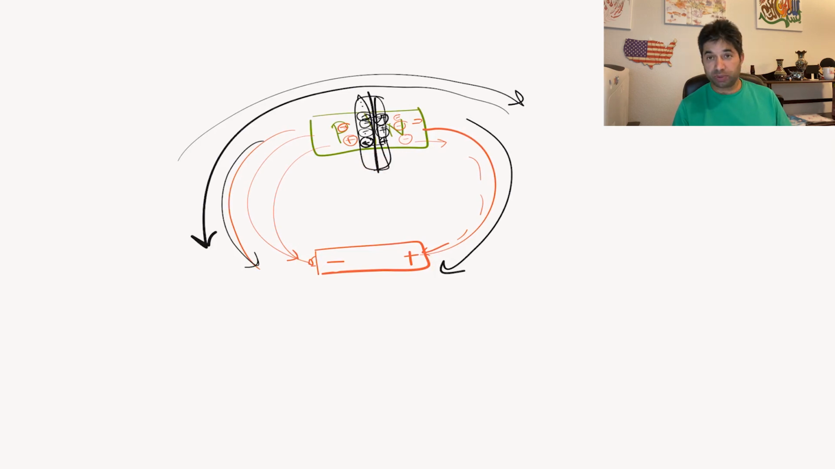Now if you switch the polarity of the battery, if you put negative and positive the opposite way, the opposite will happen. They will go to the other side. But if you keep this one, then after a while the current will stop.